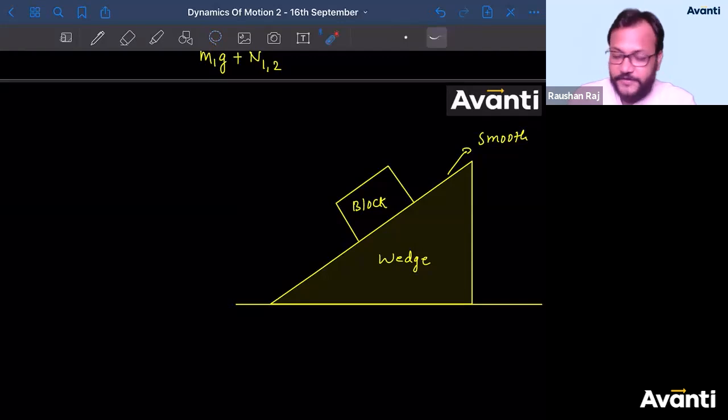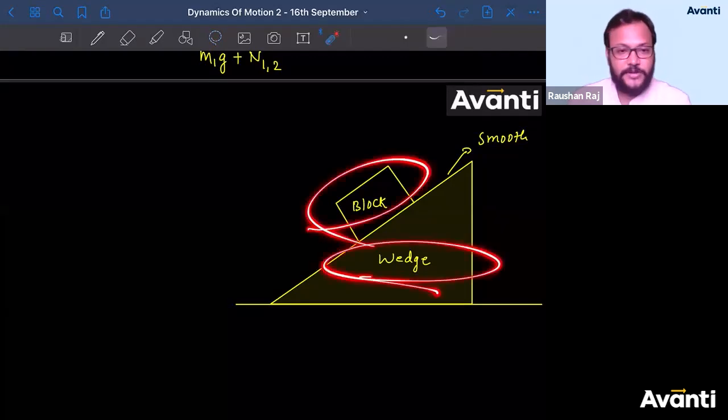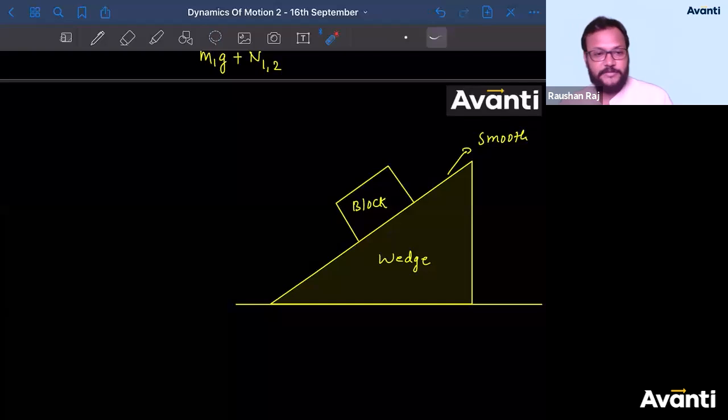Now let us draw the free body diagram of the block and the wedge. How many of you have drawn the free body diagram of the block and the wedge? Click yes if you have drawn the free body diagram of the block and the wedge in this question. Only 10, 11, 12, 13, 14, 15, 16.